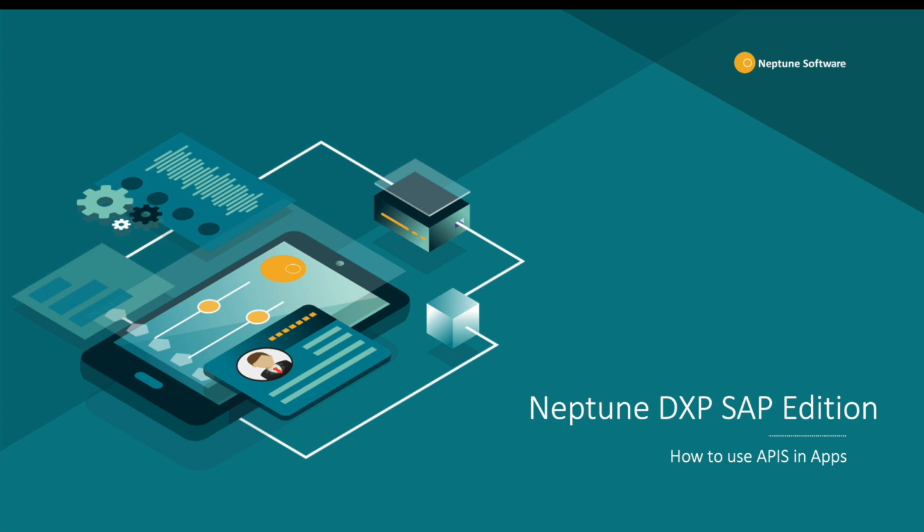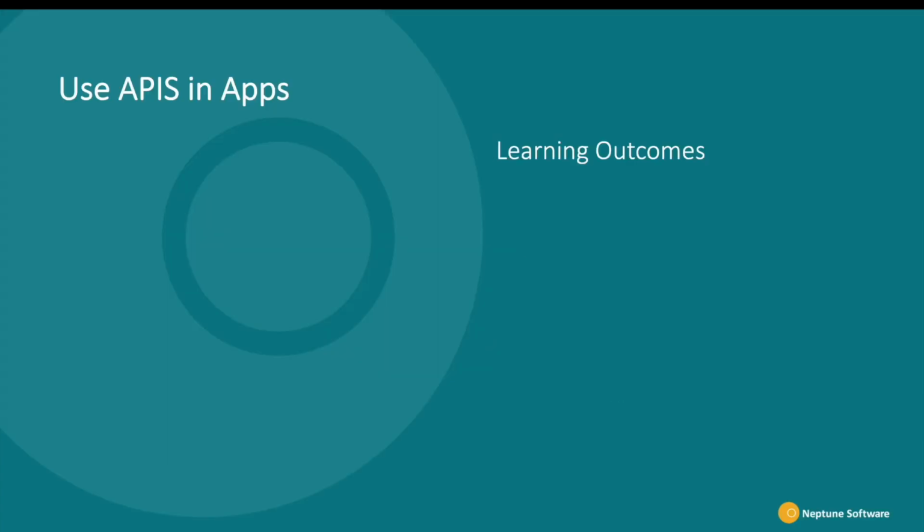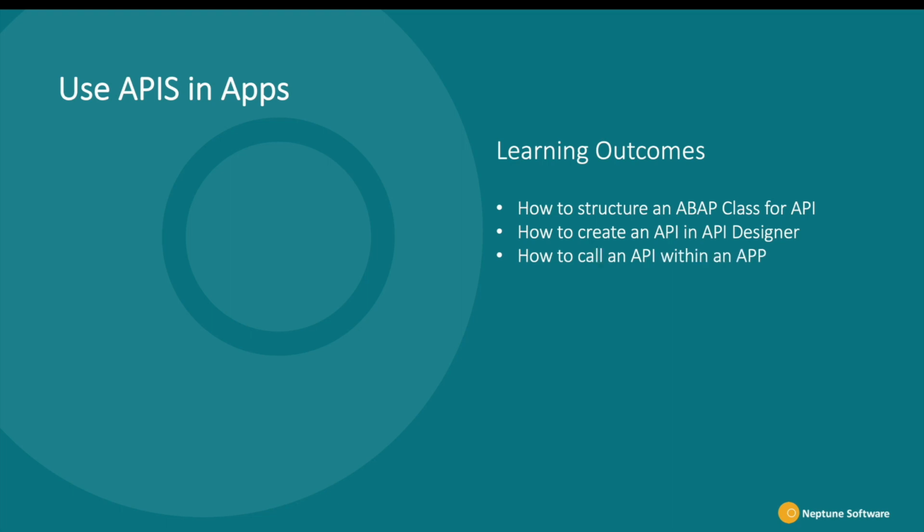Today we will see how to use APIs in applications inside the SAP Edition. After today's session, you will learn how to structure an ABAP class for an API, how to create an API in API Designer after the class has been created, how to call an API within an app, how data binding works within the API context, and in general, how to use APIs in the App Designer.